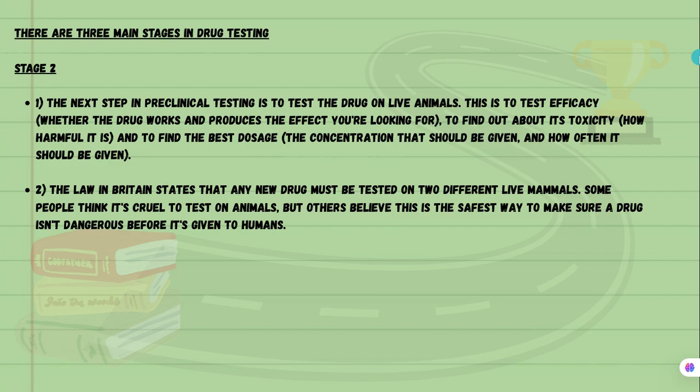Stage 2. The next step in preclinical testing is to test the drug on live animals. This is to test efficacy, whether the drug works and produces the effect you're looking for, to find out about its toxicity, however harmful it is, and to find the best dosage, the concentration that should be given, and how often it should be given. The law in Britain states that any new drug must be tested on 2 different live mammals.